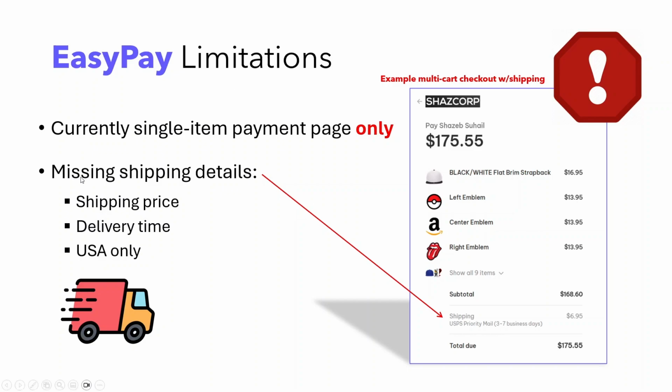We have a missing shipping details section, so when you create a product, you can't give it a specific shipping price or delivery time, and that's indicated down here. You can see that you could set the number of days with an actual price. So these are a couple limitations so far on EasyPay. It's only limited to one item and not that much configurable detail on the shipping side.